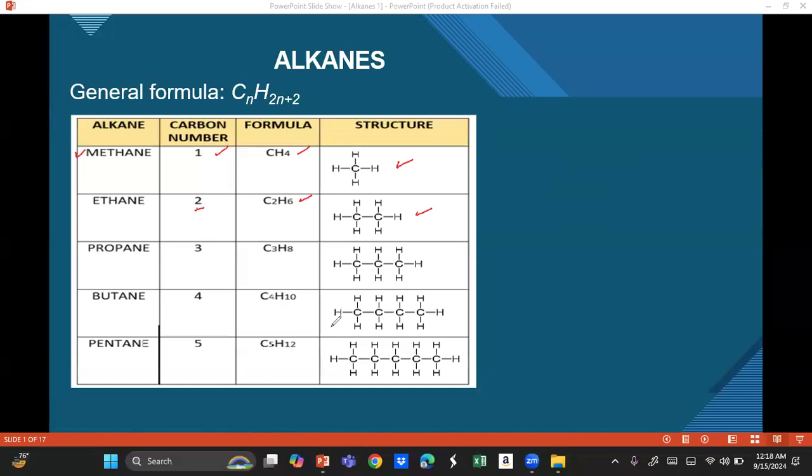Hope you understand. If you have any problem, you can comment in my comment box, and inshallah, I will be helping you. Let's move to the next slide. In the next slide, we will be talking about physical properties and then chemical properties. Now that is the isomers and their structures and naming of them. Let's move to the next slide.